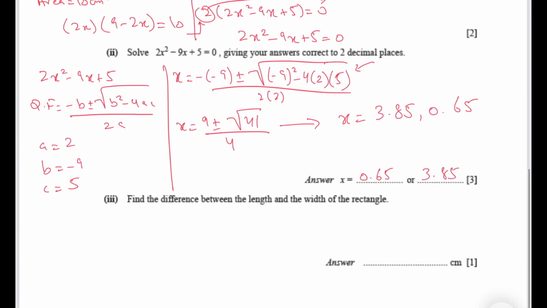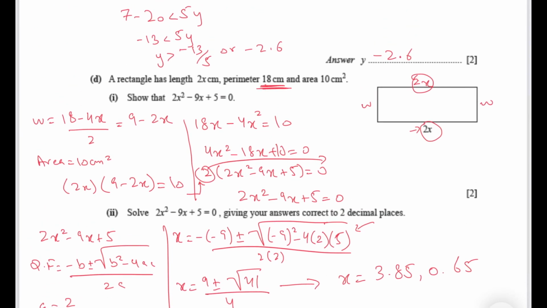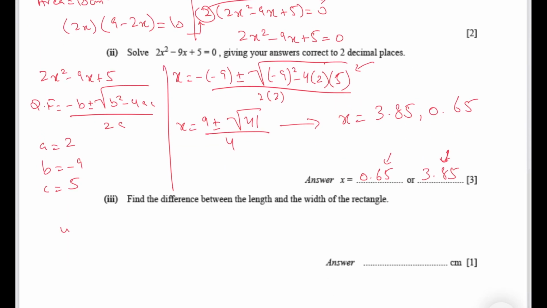The next part of the question says find the difference between the length and the width of the rectangle. Of course, we can't use this value because if you use this value, I don't think you'd be getting the perimeter, which is 18 centimeters. So let's use the bigger value. So first we find the length of the width. The width is actually 9 minus 2 times x. X in this case is going to be 3.85. Let's see what we get.